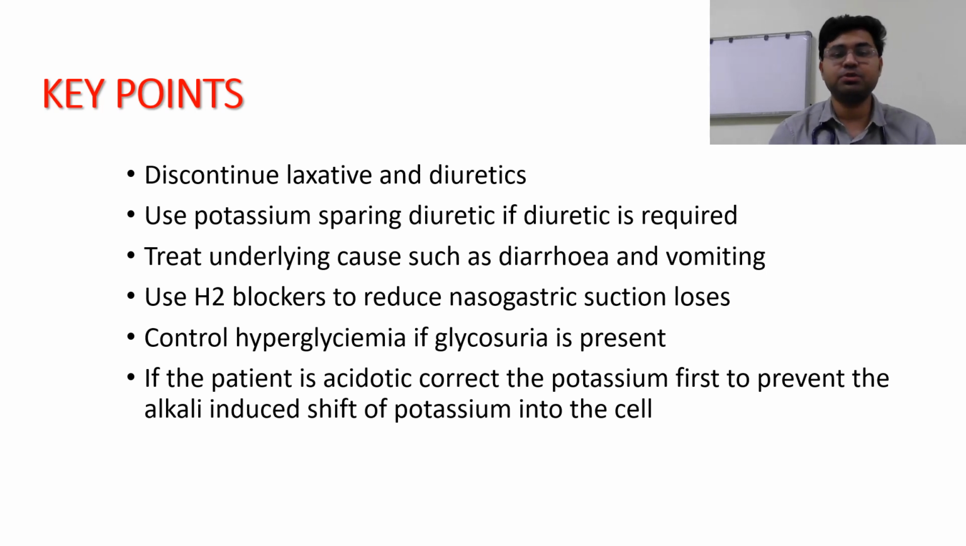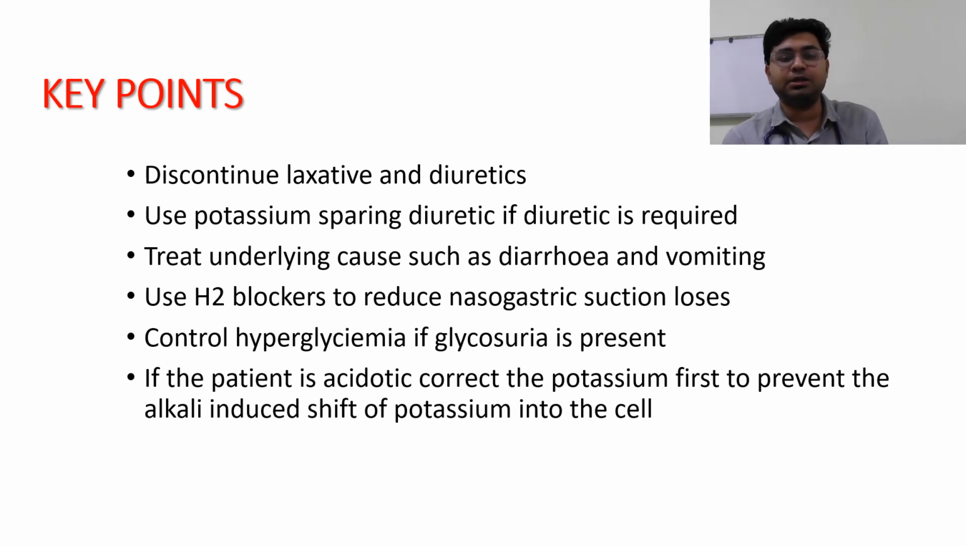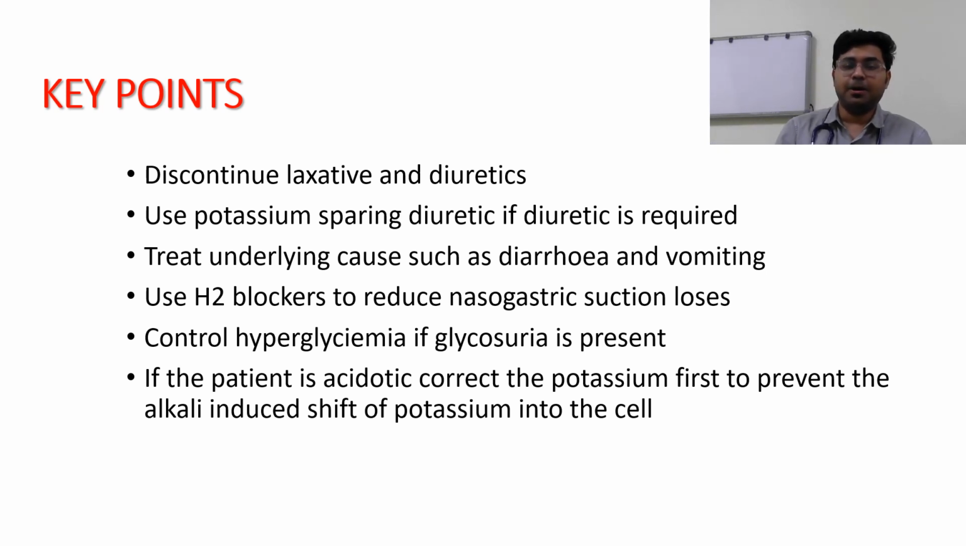Secondly, use potassium sparing diuretics if diuretics are indicated, like spironolactone, which also comes with the brand name Aldactone. Third thing is treat the underlying causes such as diarrhea and vomiting. Fourth thing is you have to use an H2 blocker to reduce the nasogastric suction losses of potassium, control the hyperglycemia if glycosuria is present, and last but not the least, if you are getting a patient who is acidotic by primary nature, correct the potassium level first before correcting it by alkali.